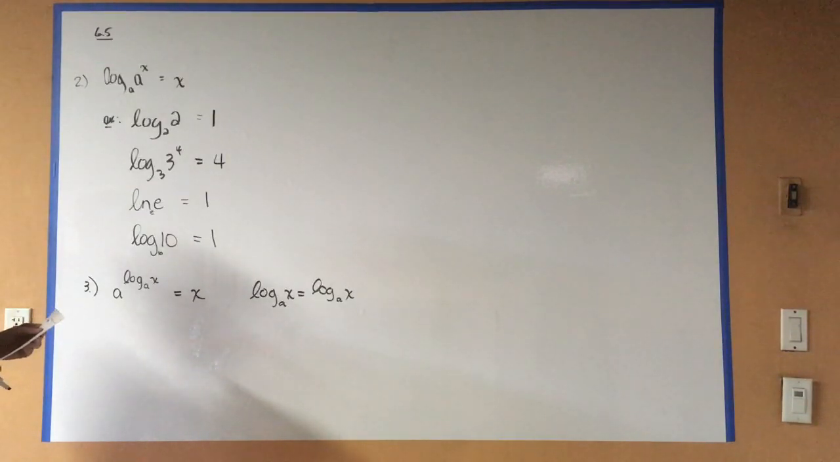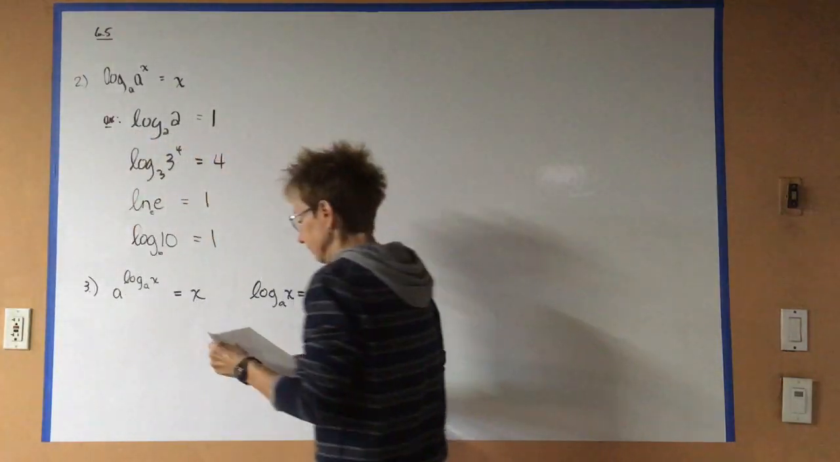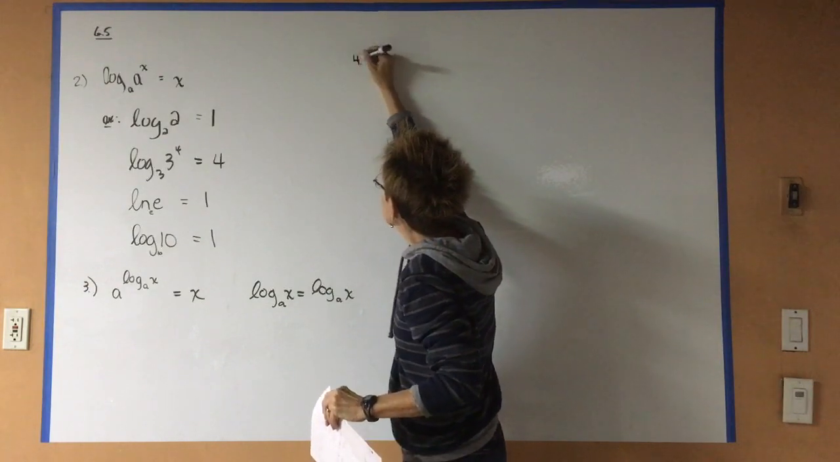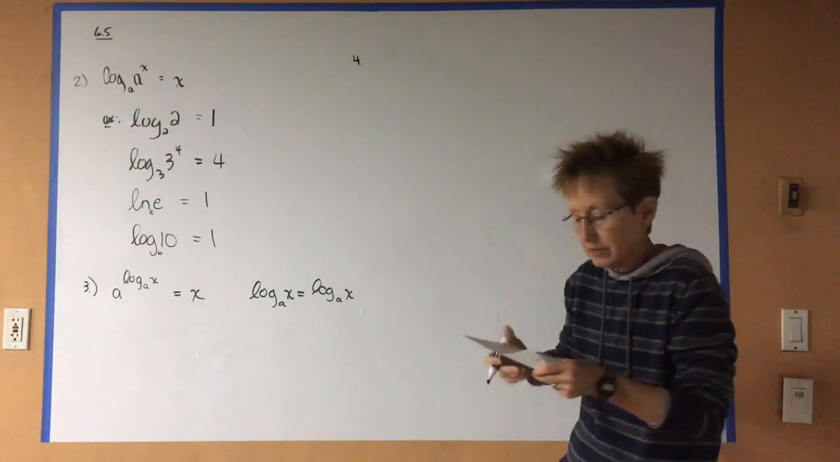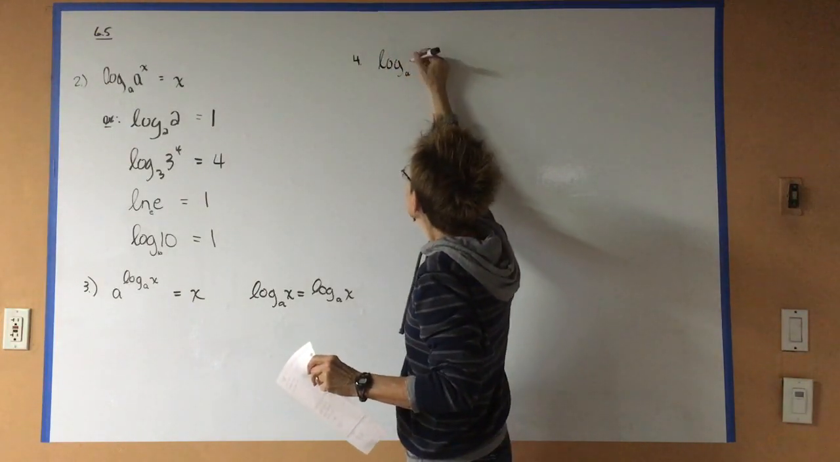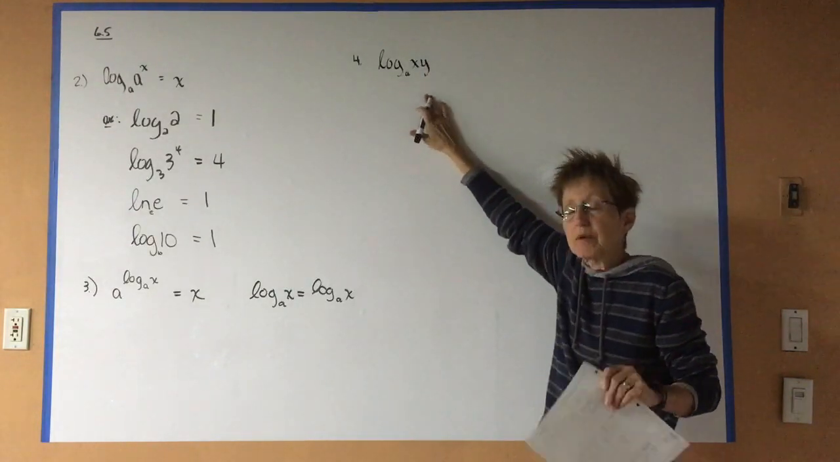Let's see. So rule number 4 says, so 4, 5, and 6 are really, really useful as well. So again, I tried to write down the really useful properties here. Rule number 4 says if you have a log of a product, and this is called the product property.